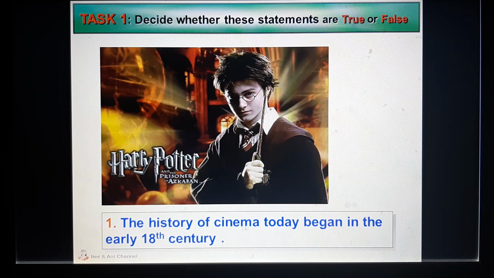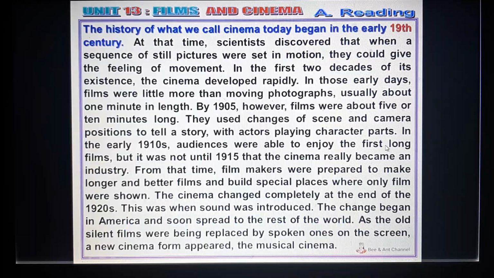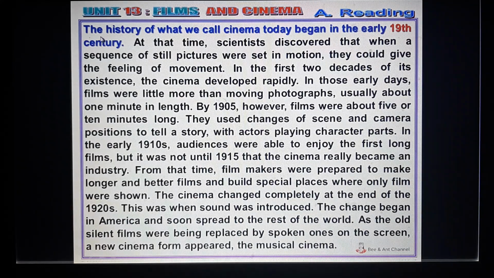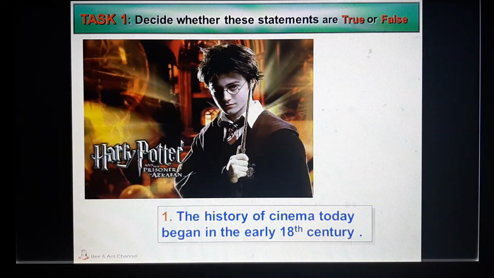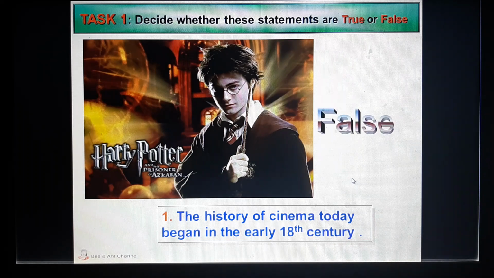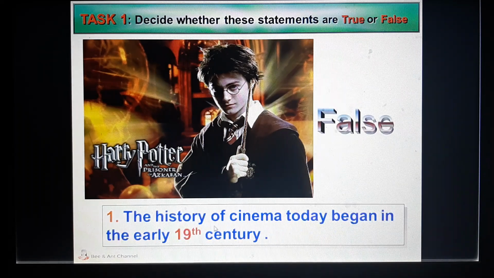The history of cinema today began in the early 18th century. Now look at the clue. The history of what we call cinema today began in the early 19th century. So number 1, true or false? False. The history of cinema today began in the early 19th century.